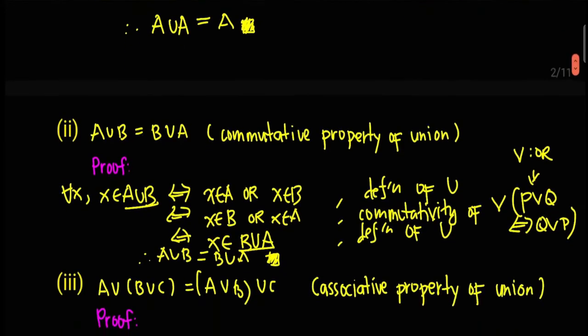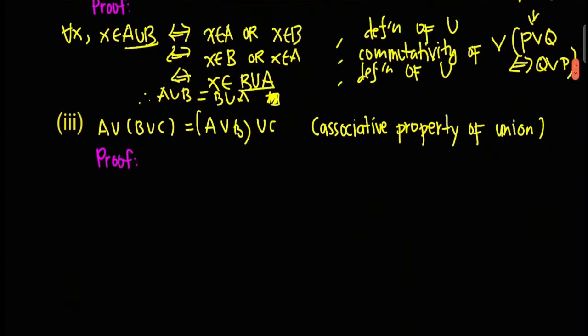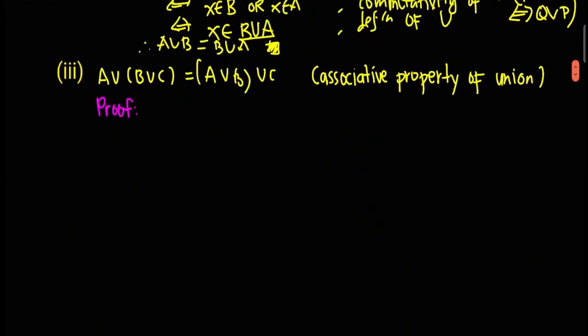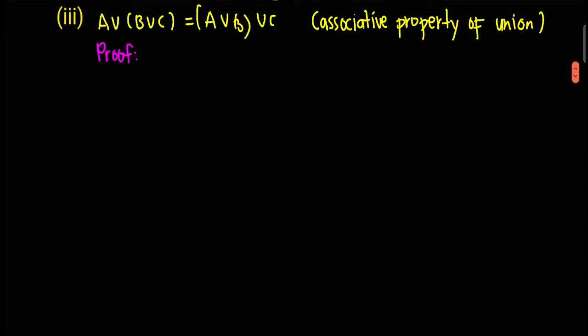Let's continue with the third property, the associative property of the union. Associative property means that whenever you have three sets and you want to combine them using set union, you can combine B and C first, B union C, and then combine that with A. Or you can combine A and B and then combine the result with C. So associativity means you can change the order of the grouping. So how do we show it?